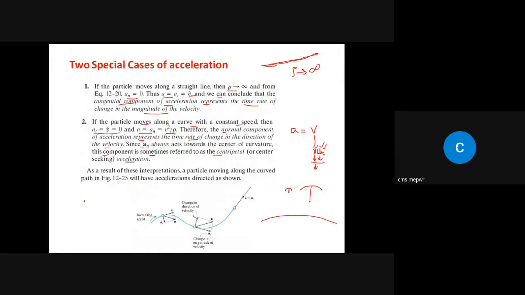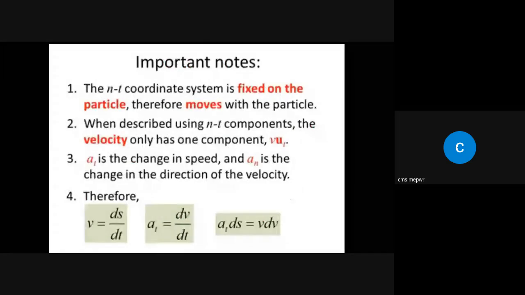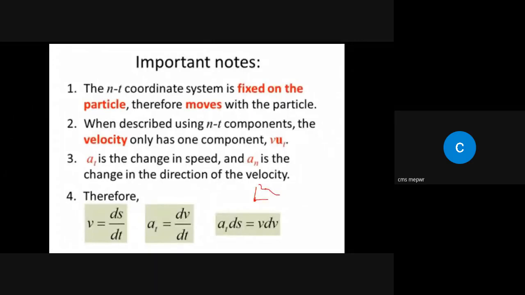Okay, so let's look at some important notes from the slide that we have covered so far. In the Cartesian coordinate system, we used to have a fixed origin. For example, if a particle is following this curve and you want to define this position, you need to measure all distances from the origin. If you want to define this position, you need to measure all distances from this origin, right?